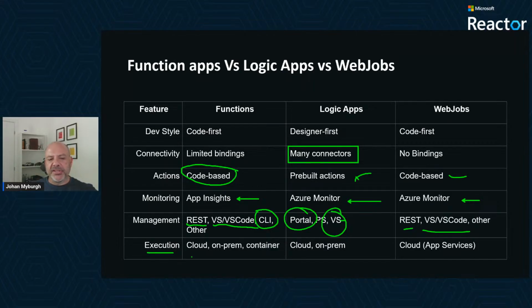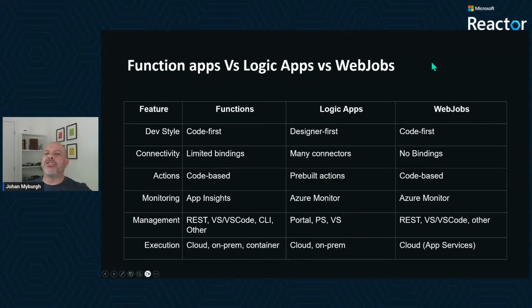Execution, functions, cloud, as well as on-prem, but also in containers. Logic apps, cloud and on-prem as well. But web jobs is only cloud, only sits inside of app services. So I want to maybe just ensure here that you understand that whenever you look at our Learn material and you see a table like this, they love asking questions like this in the exam. You're hoping to design a first type solution for a customer of yours. What should you use? Function apps, logic apps, web jobs. Of course, that one is logic apps because it's the only one that's not got a code first type approach.